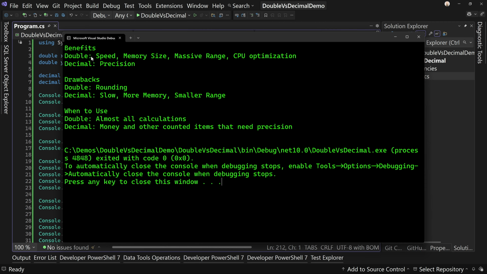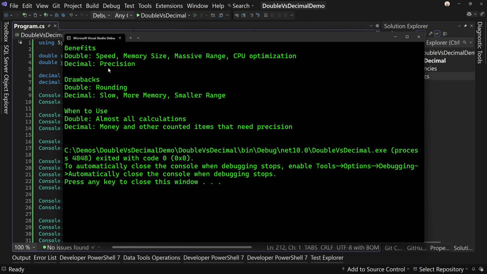So doubles are faster, doubles are smaller, doubles have a larger range. So why do we even have decimals? Precision. One way to talk about this is money: you want to be very precise, right? You don't want your bank account to have money drift out of it over time.